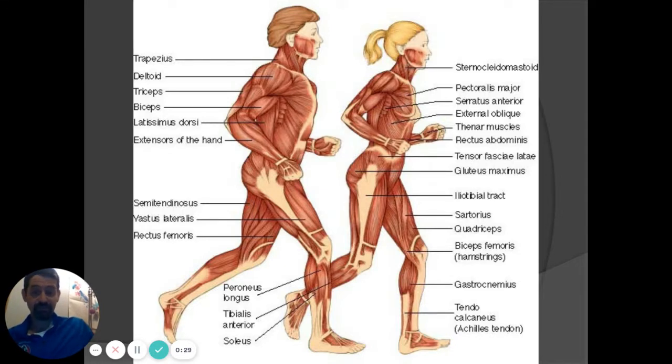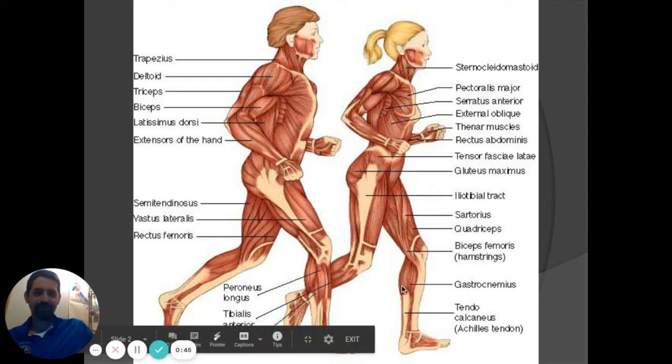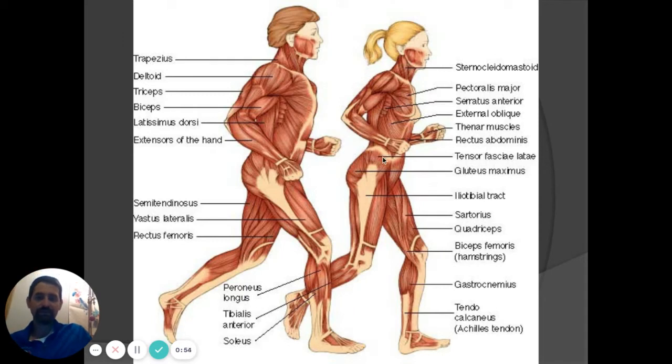You have lots of muscles. You have hundreds and hundreds of muscles. You can see from these diagrams, these just highlight some of the main ones that you might be familiar with, like your biceps and your triceps. Let's see, your calf muscle, which is your gastrocnemius, your quadriceps, your gluteus maximus, your abs or rectus abdominis. So these are all different muscles.